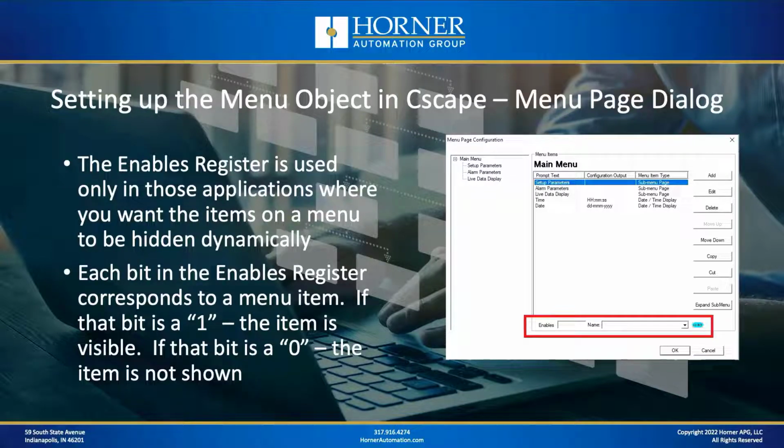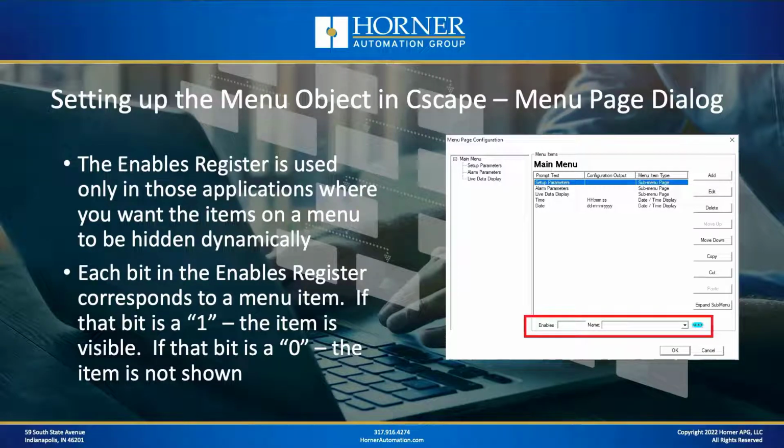So you could have, let's say, as many as 32 items on your menu or submenu, and each of those items from top to bottom is going to correlate with one of the bits in the enables register. And if you are using the enables register, it means that you want to, on the fly, remove items or hide items on the list.